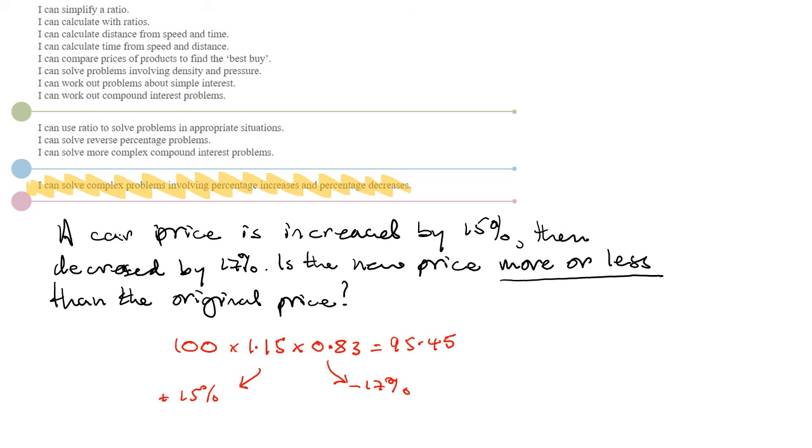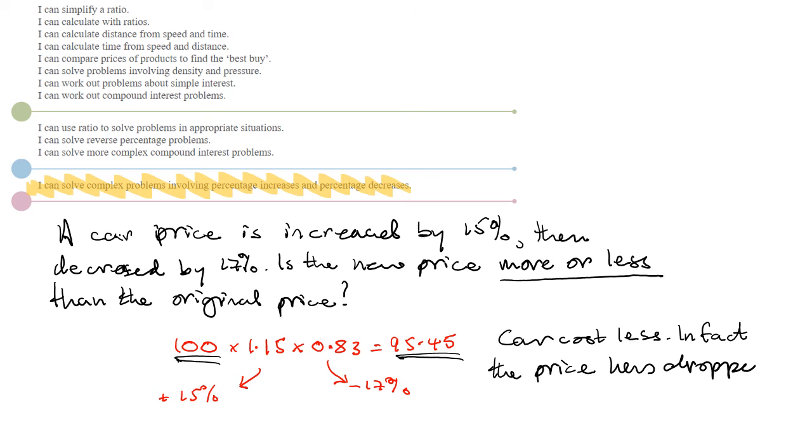95.45. Now I can see that if I start at 100 and I've gone down to that, the car costs less now. And I could actually say how much less. If I think of the 100 at the start, like 100% here, and I've gone down to this, all I need to do is work out how much it's dropped by. So if I do 100 minus 95.45, I can say it's actually dropped by 4.55%, and be really clever with my answer. Car costs less, and I could say, in fact, the price has dropped by 4.55%. Okay, and that now finishes the revision for this chapter.